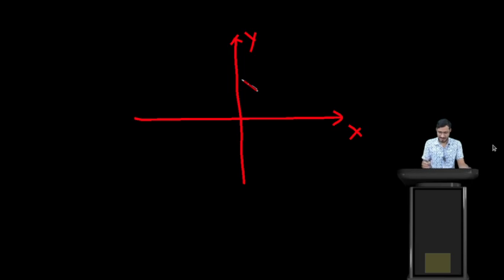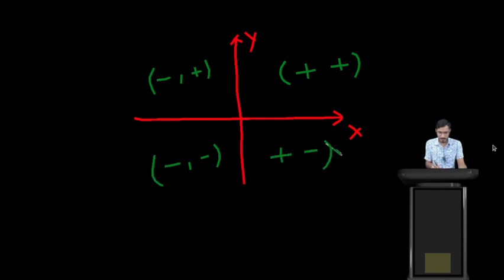Yes, correct. First quadrant, that is plus plus. Second quadrant, minus plus. Third quadrant, minus minus. And fourth quadrant, that is plus and minus. So that is the sign convention of the Cartesian system. Now let's start today's class and learn something new.